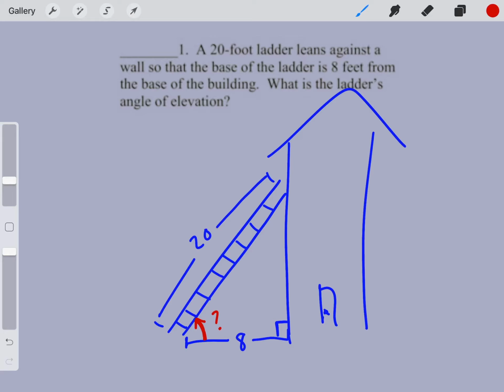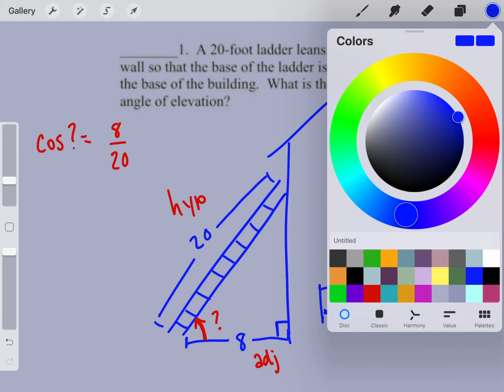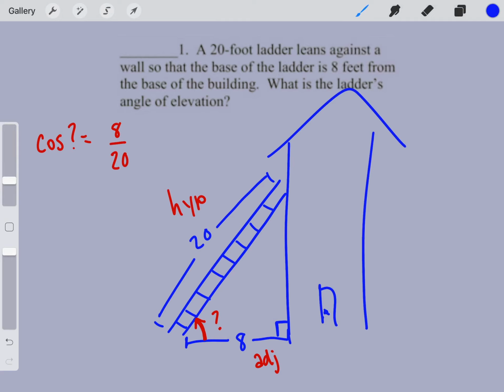And in order to answer that, we have to now figure out what type of side is the ladder, what type of side is the ground. Well, the ladder is going to be the hypotenuse. The ground is going to be the adjacent side. So in this situation, we would be using cosine to solve. We would say the cosine of our unknown angle is equal to our adjacent side of 8 over our hypotenuse of 20. And then we're going to go and solve this problem like we would any of the other problems. What would you do to isolate question mark?